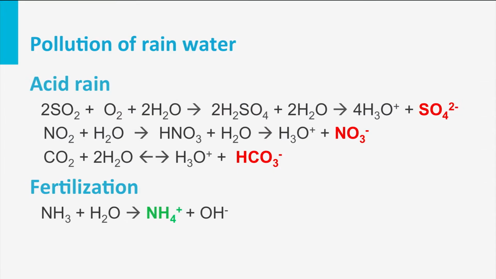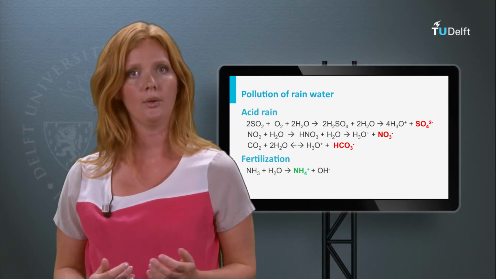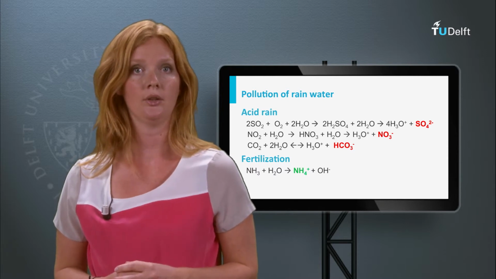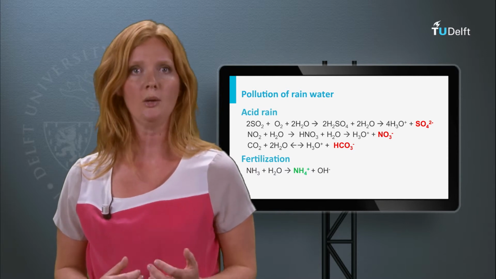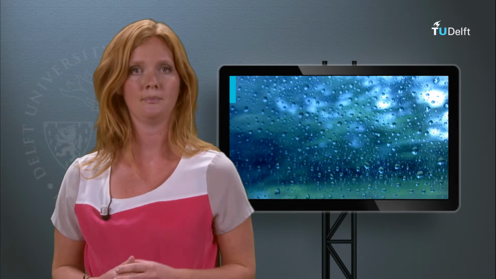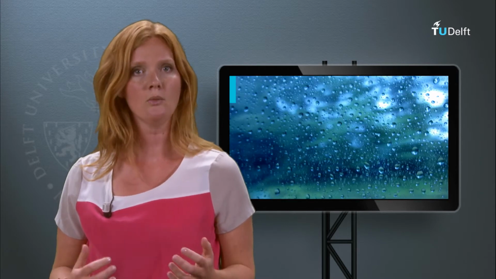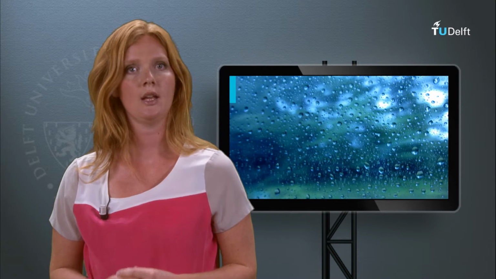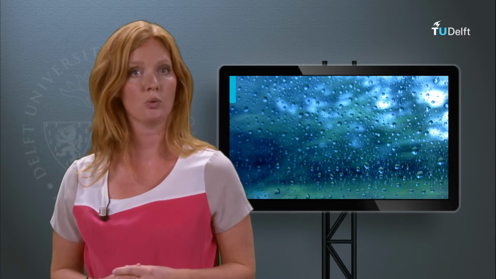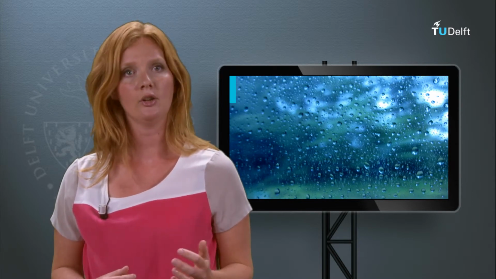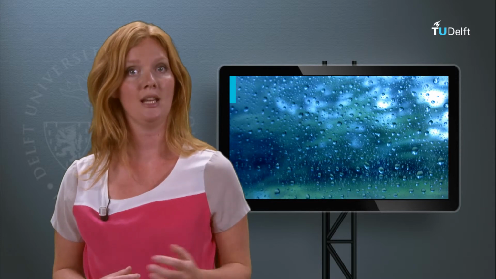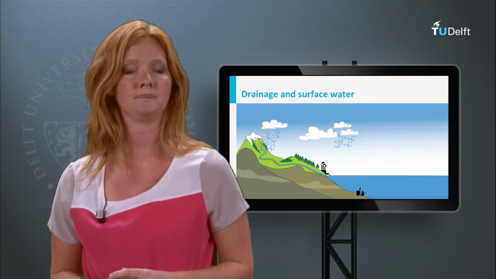A more widely known form of pollution is acid rain, caused by the exhaust of gases by cars and industry. Also, in areas with extensive agriculture and use of fertilizers, the rainwater can be polluted with ammonium. To summarize, rainwater contains gases and some salts, but can generally be considered a safe source for drinking water. However, its purity can be threatened by contamination in the air or on the ground.